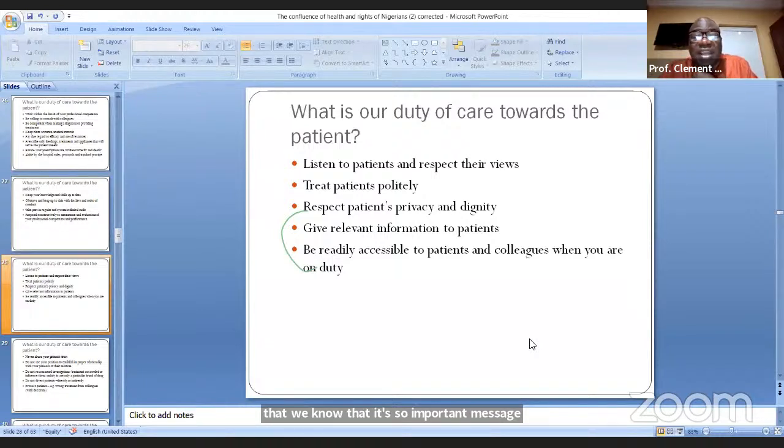Listen to patients and respect their views. Don't tell them, no, I'm the doctor here. That's arrogance. Listen to the patient when they have a complaint. That may save you from embarrassment. Very important. Treat patients politely. Respect their privacy and dignity.